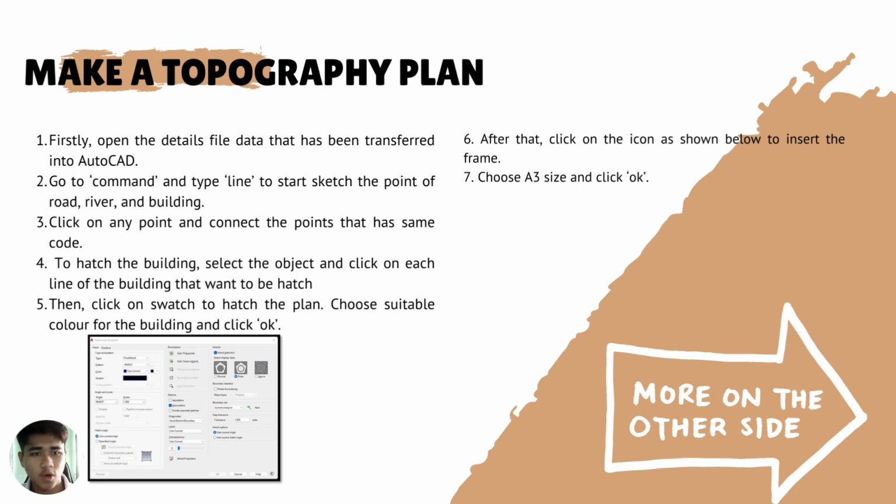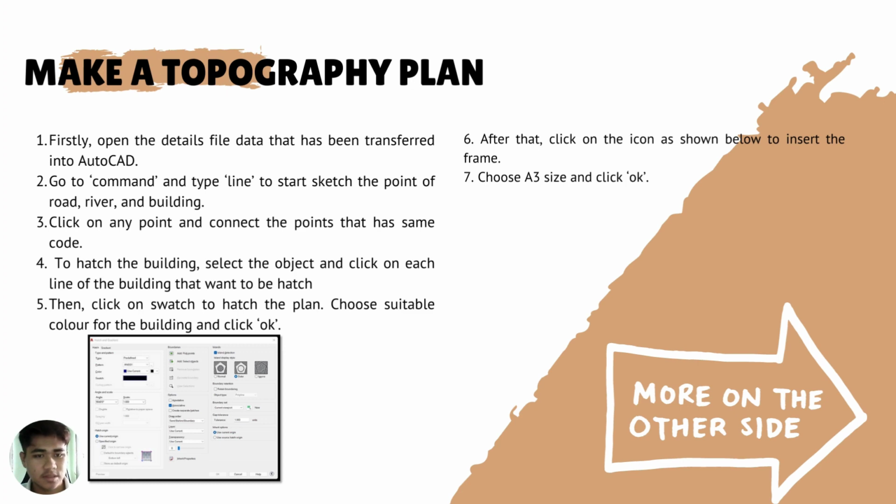Okay, firstly, open the detail file data that has been transferred into AutoCAD. Go to command and type line to start sketching the points of the road, river and building. Click on any point and connect the points that have the same code.